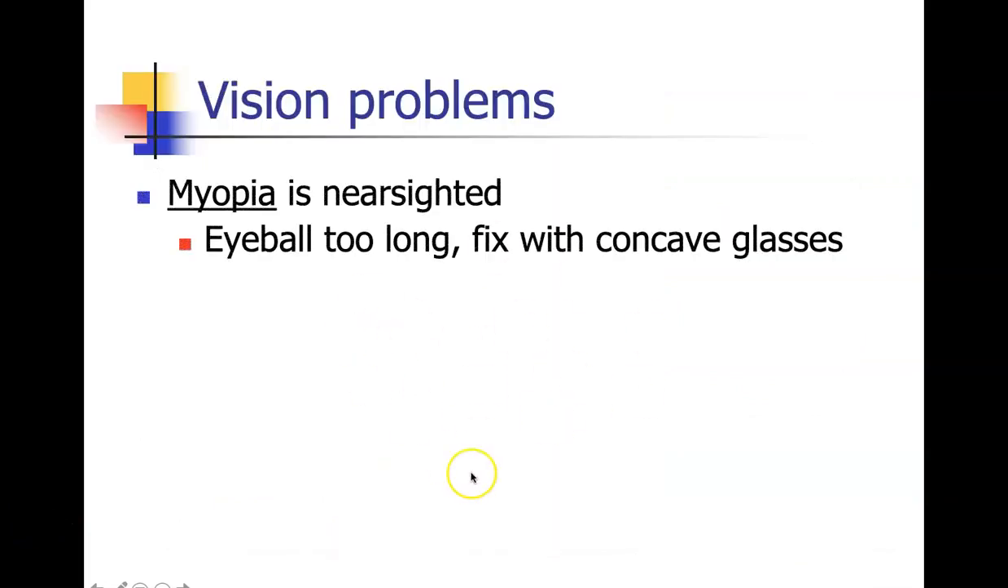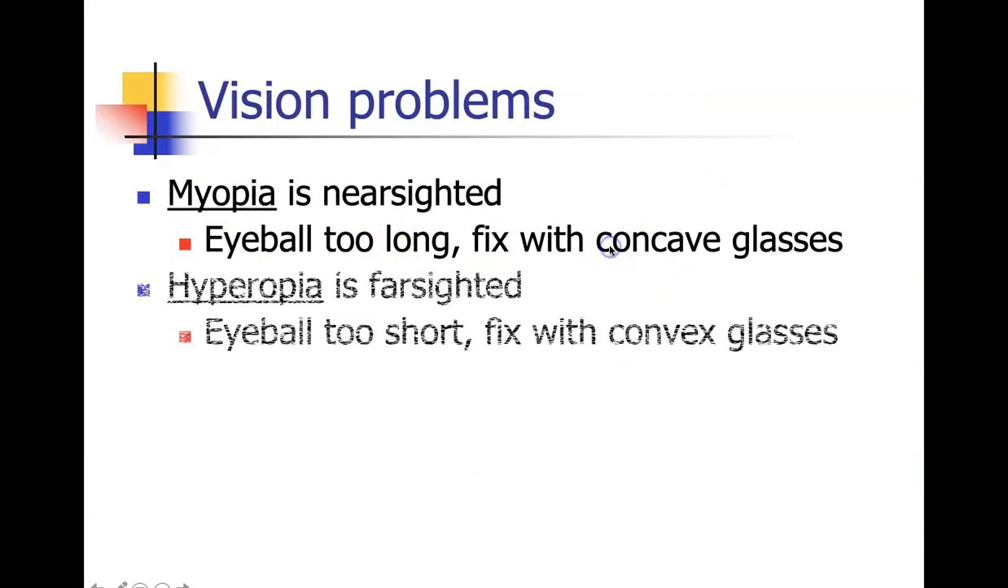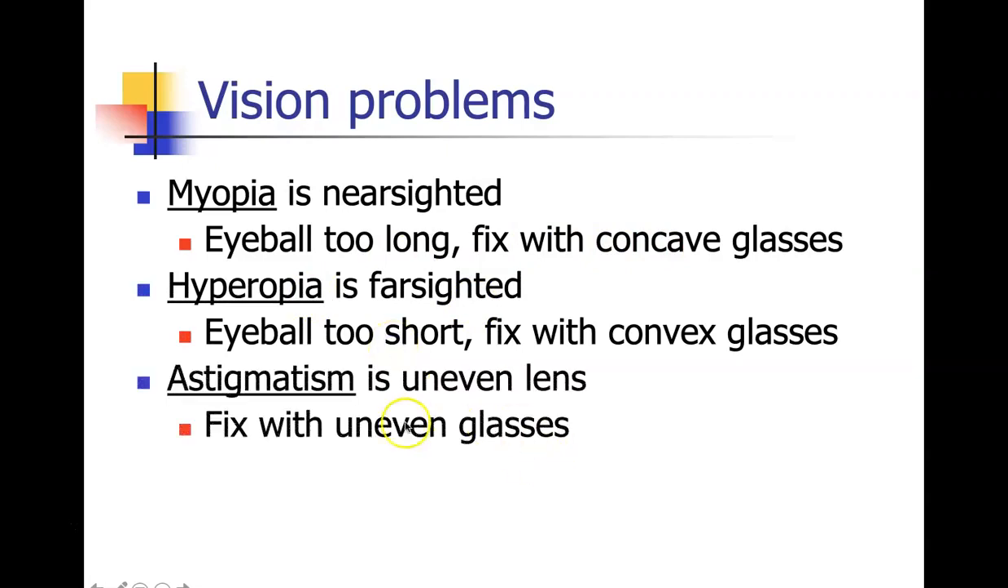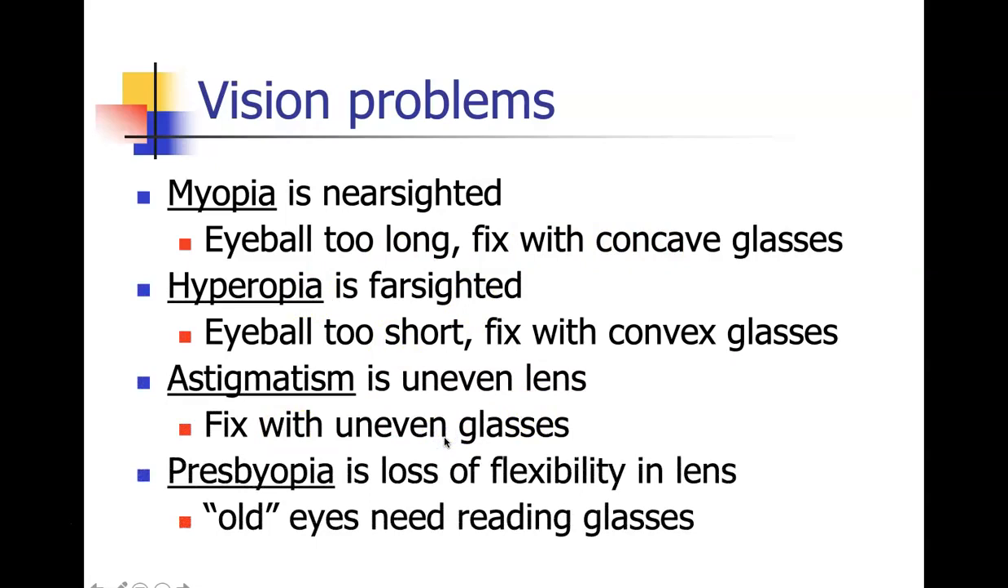So this is to review what we just talked about with the vision problems, myopia being nearsightedness. And when the eyeball is too long, you can fix this with concave glasses. In hyperopia, farsightedness, the eyeball is too short, fix with convex glasses. Astigmatism is uneven lenses, so you can fix it with uneven glasses. And one we just talked about is presbyopia, so loss of flexibility in the lens. And this is why, as people age, they tend to need reading glasses, because you get loss of flexibility in the lens, so you can't focus on things that are up close as much anymore.